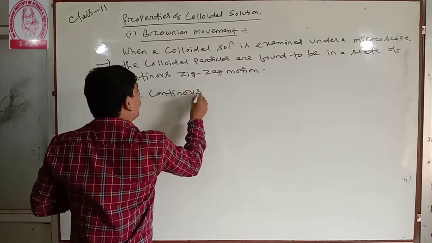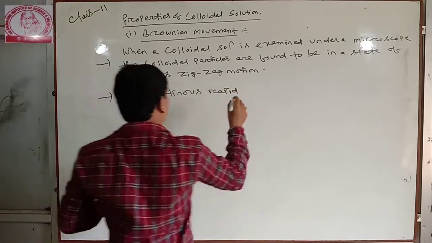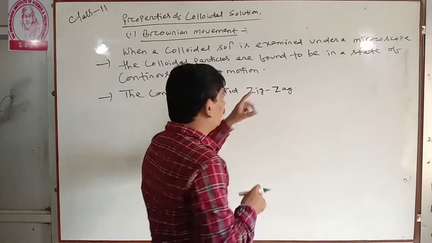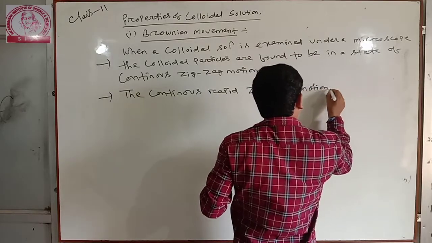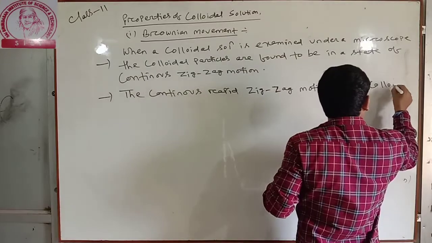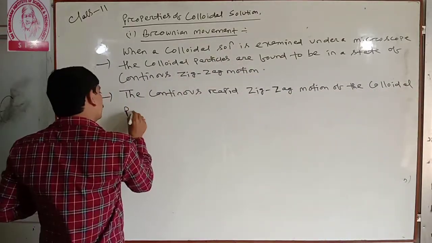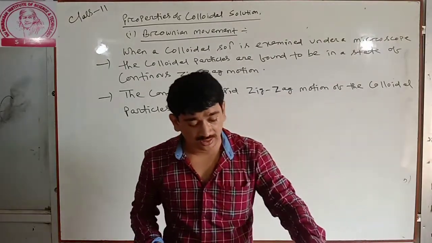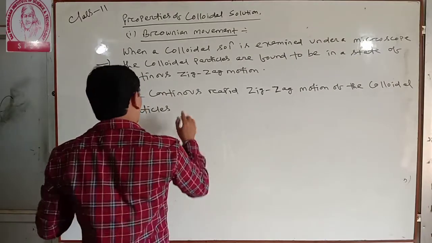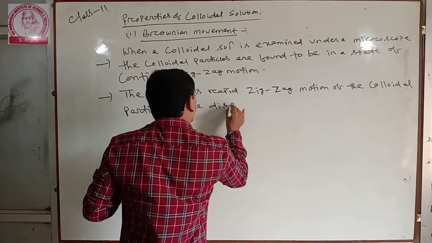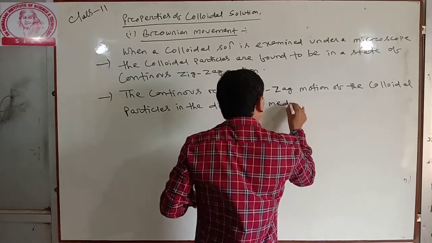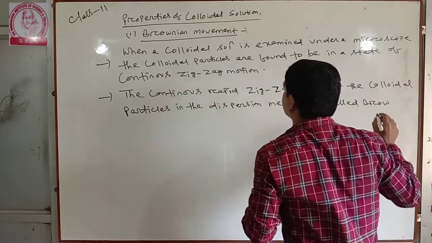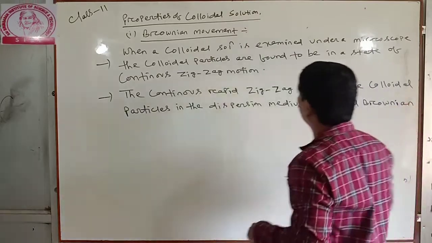The continuous rapid zigzag motion of the colloidal particles in the dispersion medium is called Brownian movement.